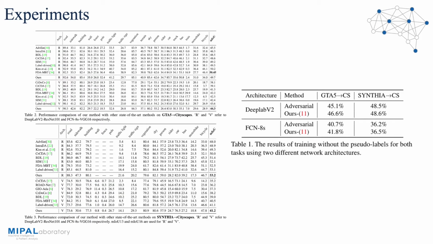We compare our method with other state-of-the-art methods and show comparable performance on two UDA benchmarks. Also, we conduct experiments without using the pseudo labels of the target domain and compare with adversarial adaptation, which is widely used. We show that our proposed loss can outperform the adversarial adaptation method, which is known to be difficult to train.